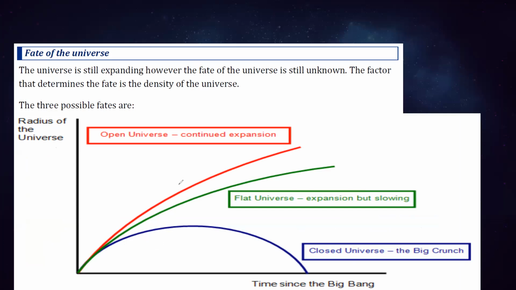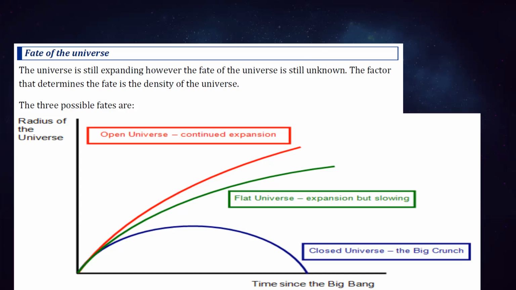The fate of the universe, we are at this point. We don't know what will happen to our universe. We may have an open universe, where our universe will just continuously expand. We may have a flat universe, which means our expansion will slow down and we might have a constant value. Or we might have a closed universe. Closed universe means maybe the universe will come back to that singularity, or we may have a big crunch. So the opposite of a big bang is a big crunch.